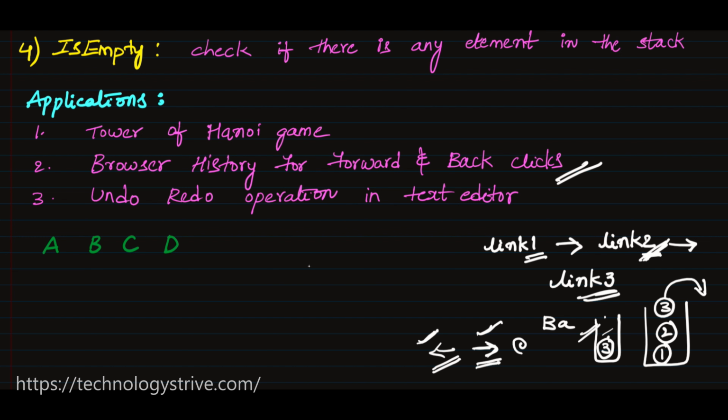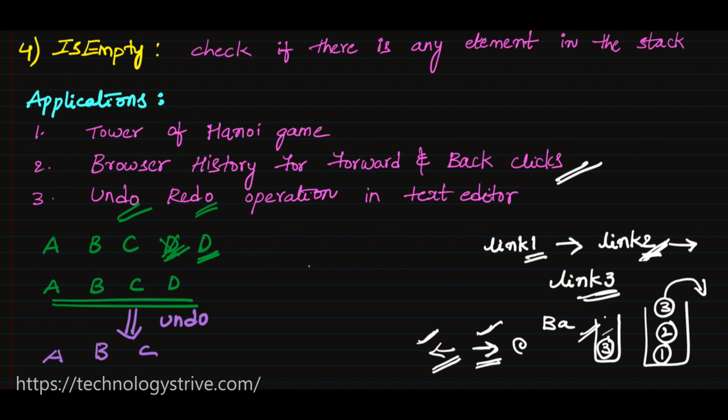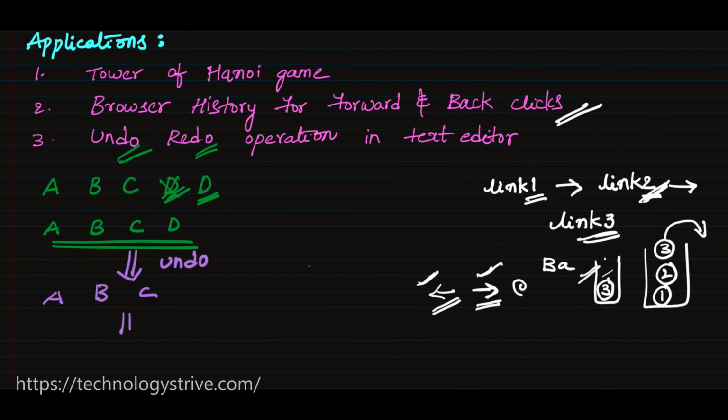Now I want to undo. That means I want to remove this letter D. So letter D gets removed. Then suppose if we click on redo, this D letter will be added back here. After this, I did undo. What will currently be in the text editor? ABC. Then again, I did undo. Then in the text editor, we will have only A and B.